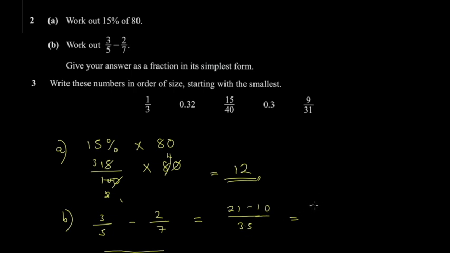So 21 minus 10, you get 11 over 35. You can't simplify this further, so you'd have to stop at this. This would be the simplified form, because we don't have any common factors between 11 and 35. So that's just about it.